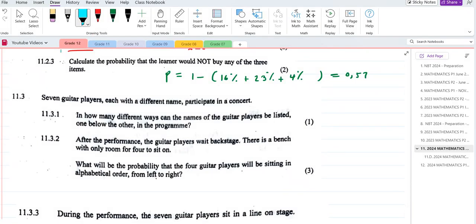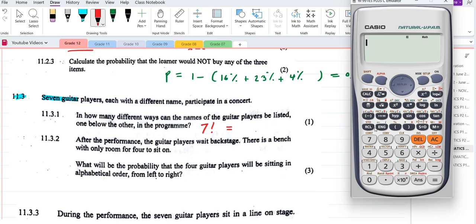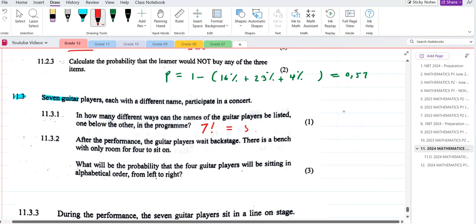Now question 11.3. 7 guitar players, each with a different name, participate in a concert. So we have 7 players. In how many ways can the names of the guitar players be listed, one below the other, in the program? So we want to arrange 7 names, so 7 factorial. So how do we work out 7 factorial? 7 shift factorial. We get an answer which is 5040 ways.